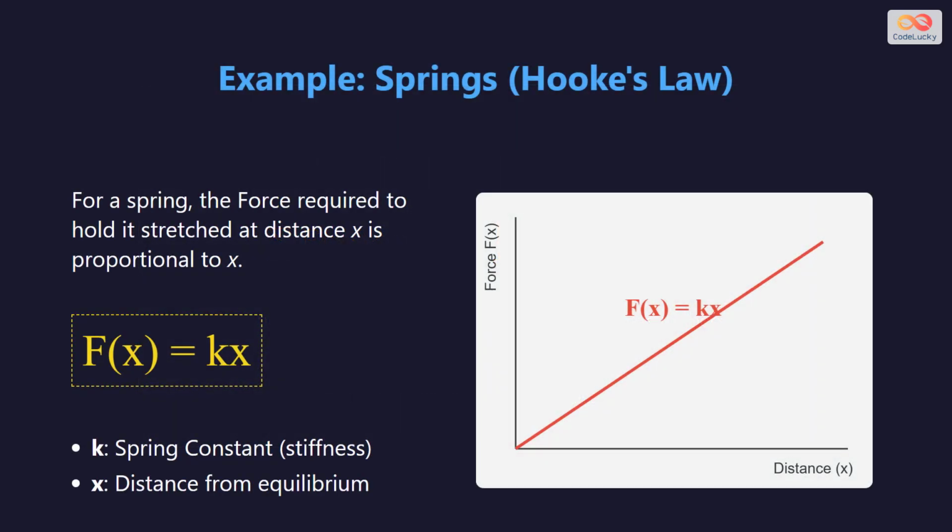A classic example is Hooke's law for springs. It states that the force required to stretch a spring is proportional to the distance stretched. The formula is F equals kx, where k is the stiffness of the spring.